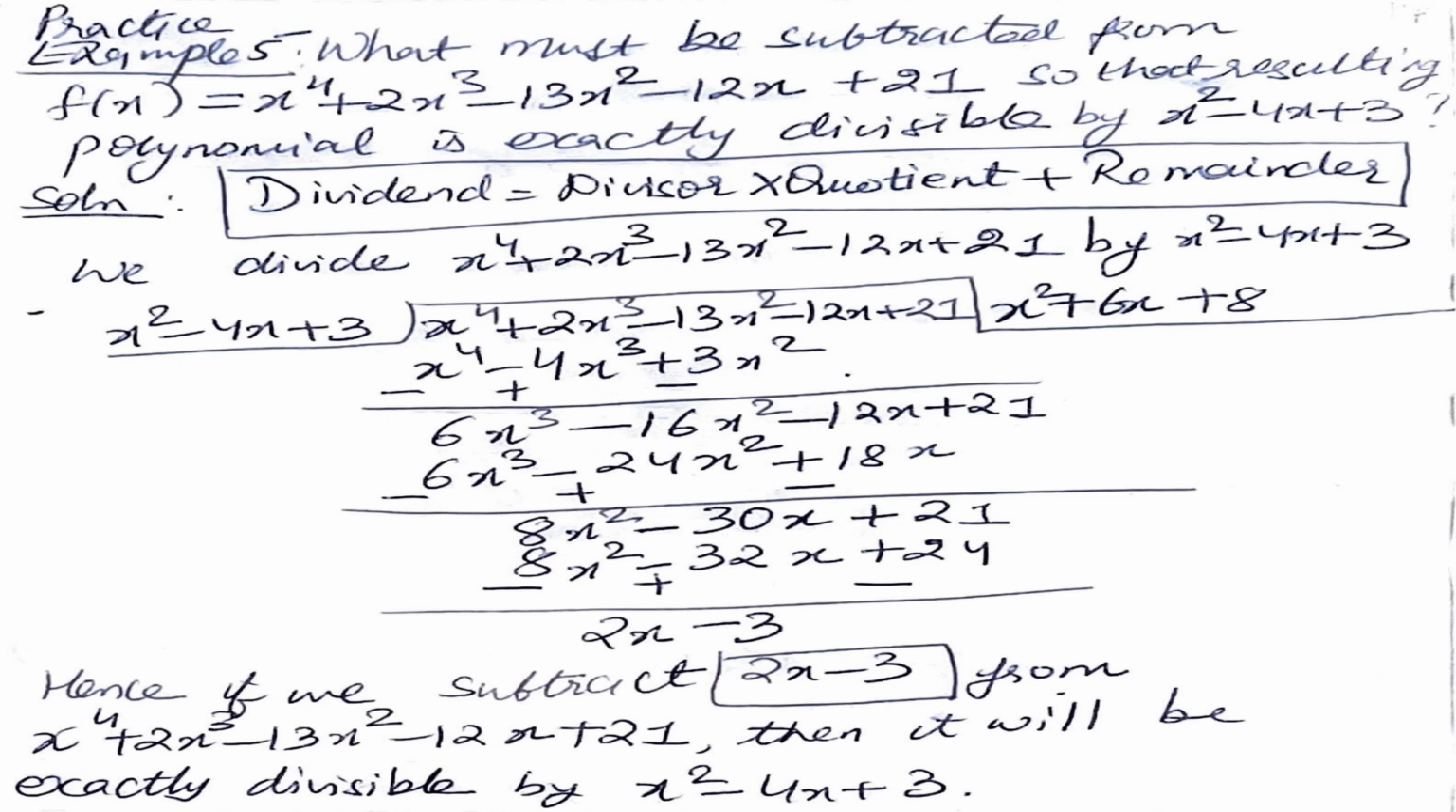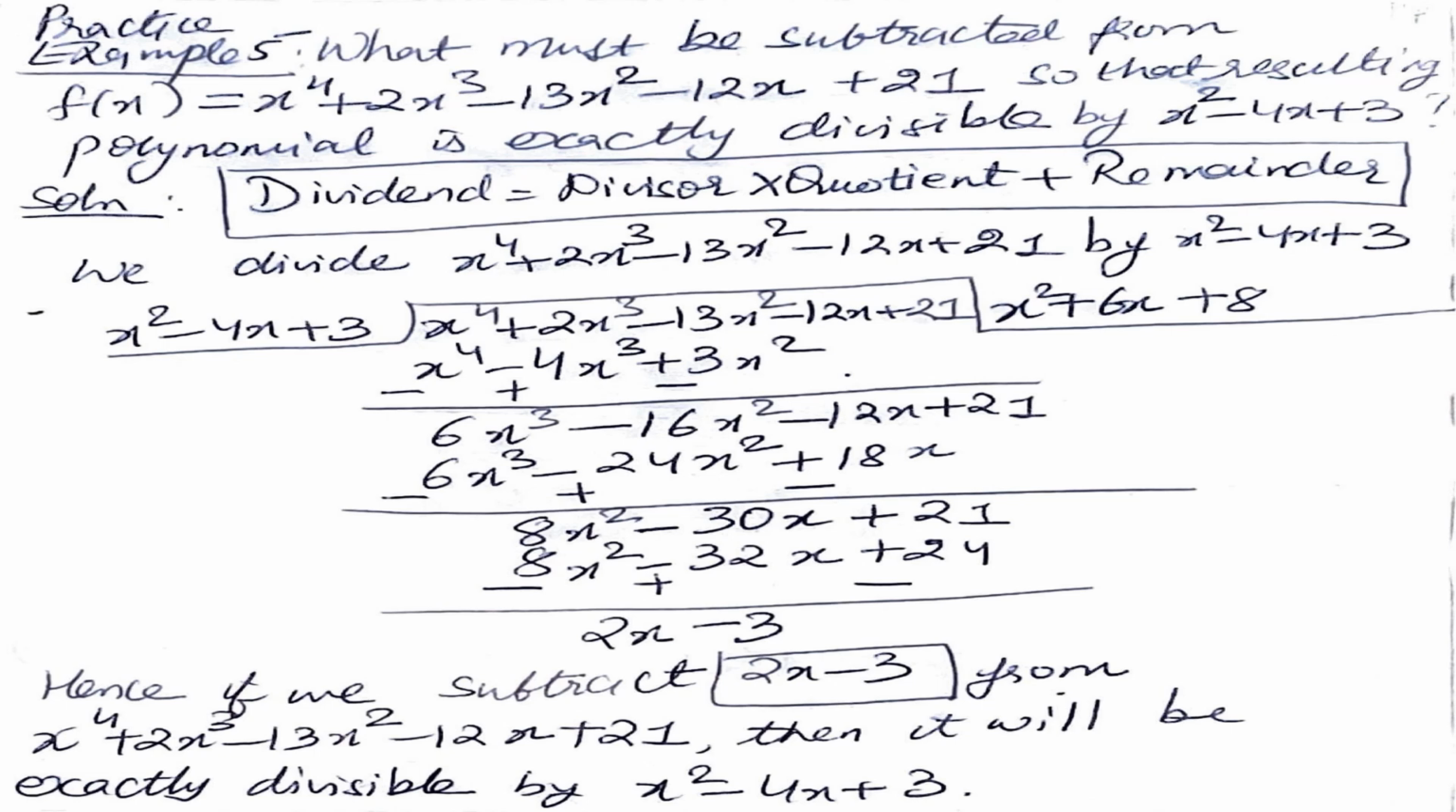So we get 6x cube minus 16x square minus 12x plus 21. Now to get 6x cube from x square, we know that we have to multiply by 6x. So multiplying by 6x, we get 6x cube minus 4x into 6x, which is minus 24x square plus 18x. Subtracting, we get 8x square minus 30x plus 21. Again we multiply by 8 and at last we get the remainder as 2x minus 3.